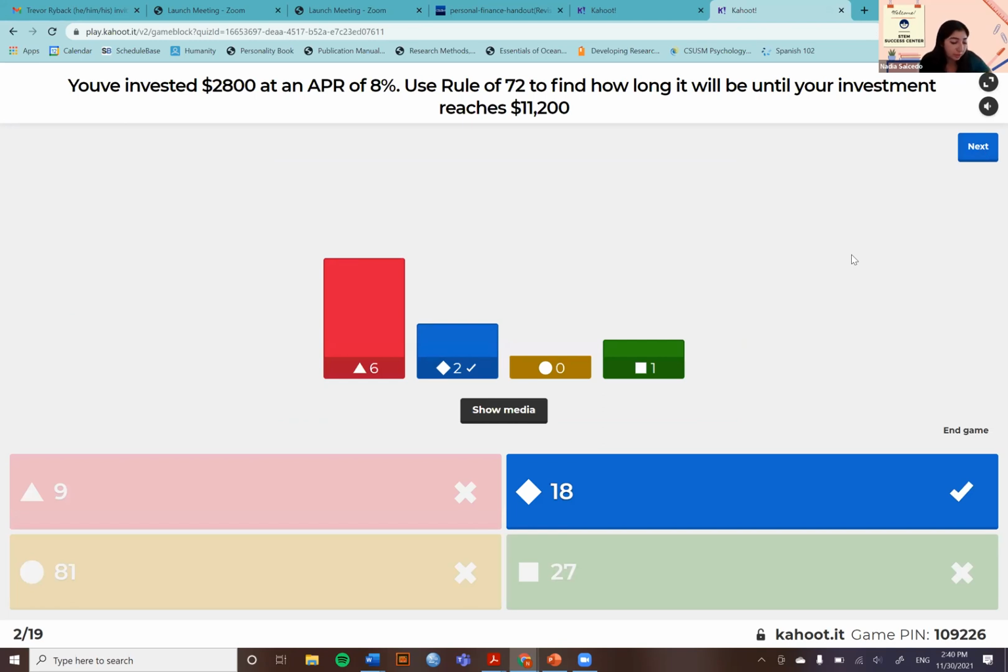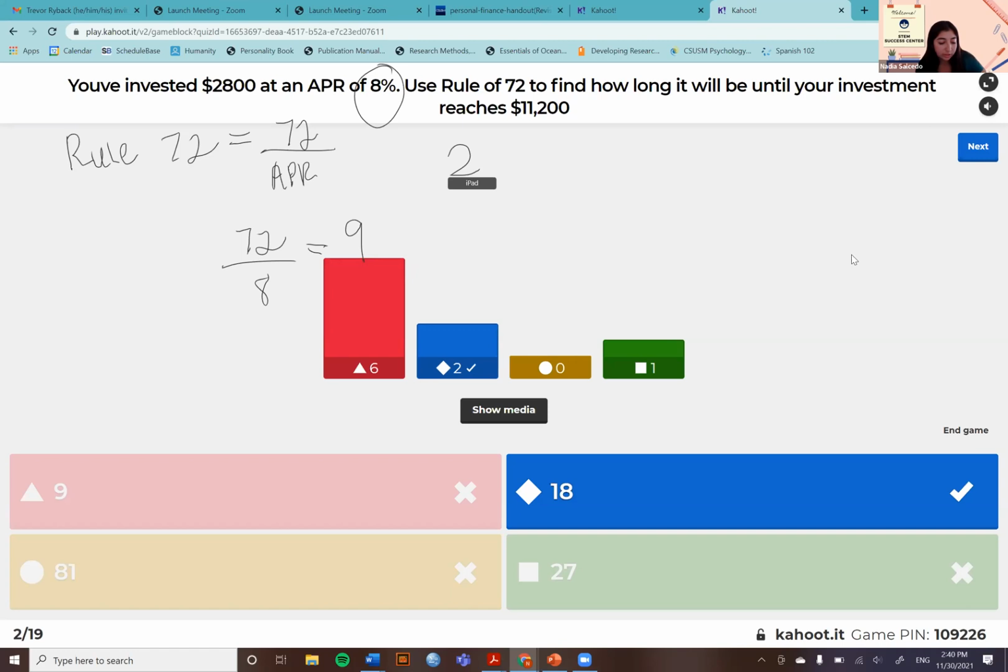So the rule of 72 basically gives you the amount of years it's going to take for your amount in your account to double. The formula is 72 divided by your APR, and you leave your APR as a whole number. You don't have to turn it into a decimal. So to find out how long it takes for our account to double once, you put 72 divided by 8, since 8% is our APR, and that gives us 9. So it takes 9 years for our account to double once.